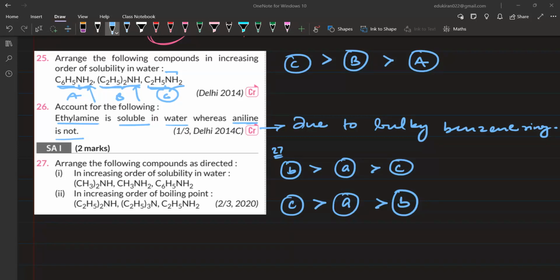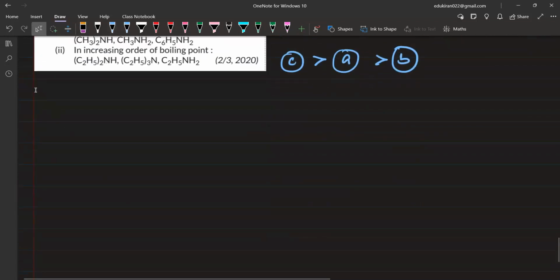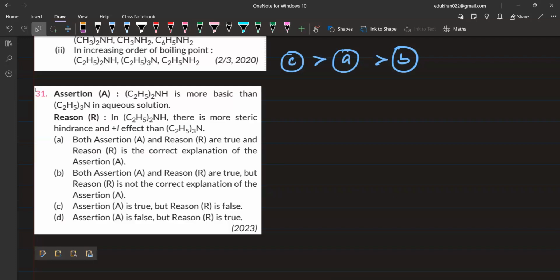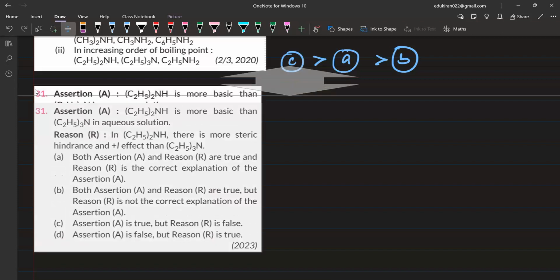ठीक है, पिछले साल अमीन से असर्शन रीजन के बहुत सारे सवाल थे. तो you have C2H5NH is more basic than C2H5 whole thrice N in aqueous solution. ठीक है, तो अगर आप लोग को बेसिक नेचर थोड़ा सा याद नहीं है तो हम बेसिक नेचर के बारे में थोड़ा सा बता देते हैं आप लोग को.